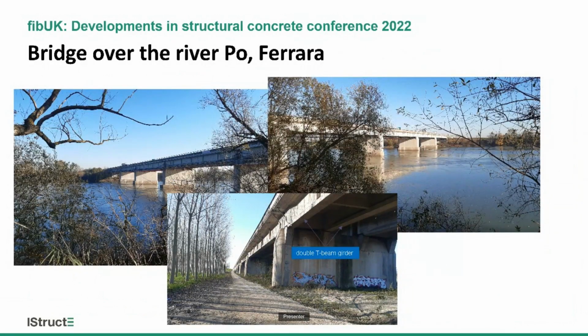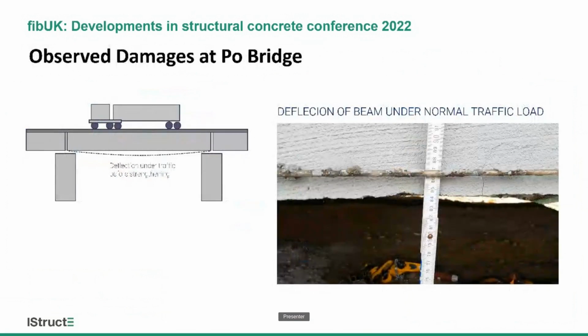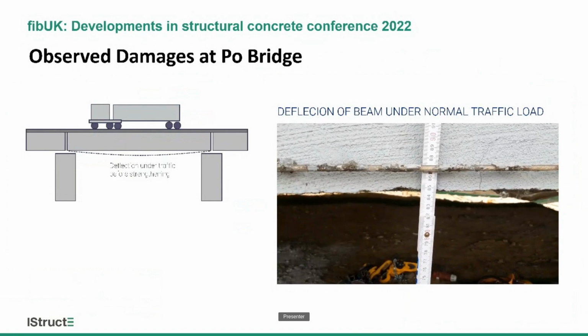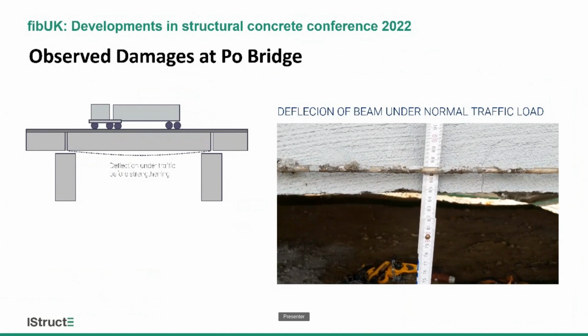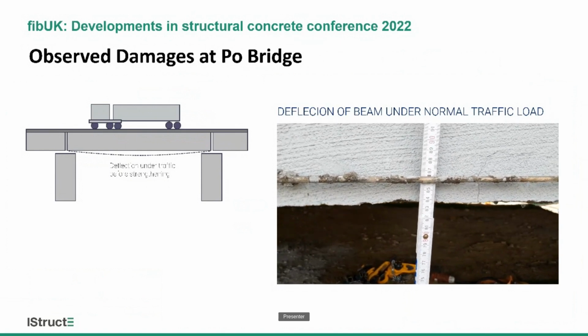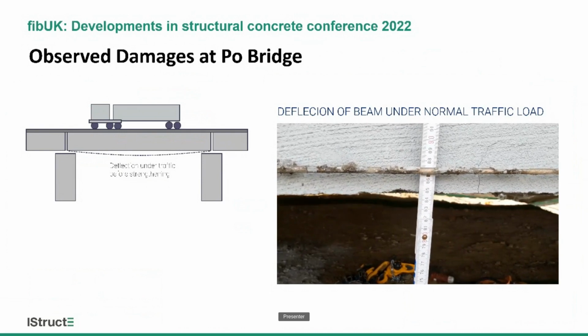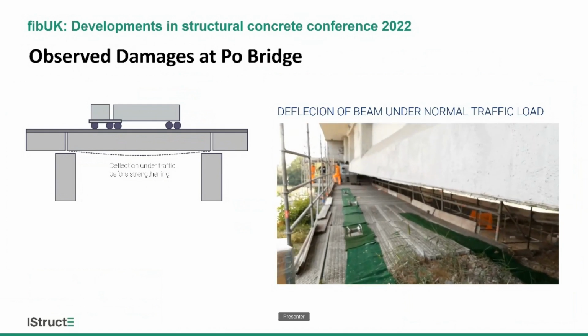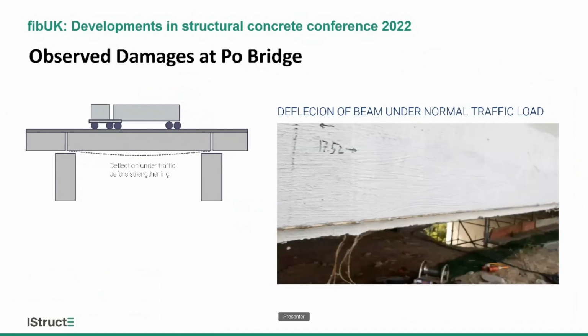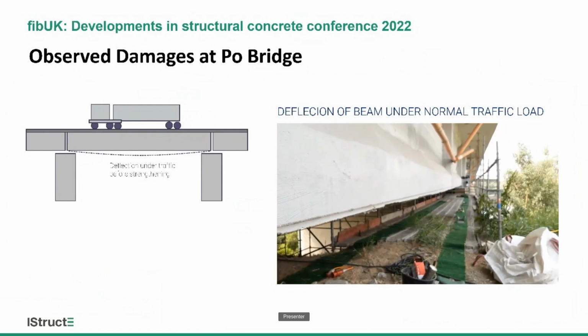It was a bridge with several spans having a double T-beam girder. And what was the problem? Under traffic there was a significant deflection. As you might see in the videos, during trucks crossing the bridge, you see the superstructure with significant deflection. As a result of this, there had been major damages. So there was the idea not to rebuild it, but to strengthen this bridge.